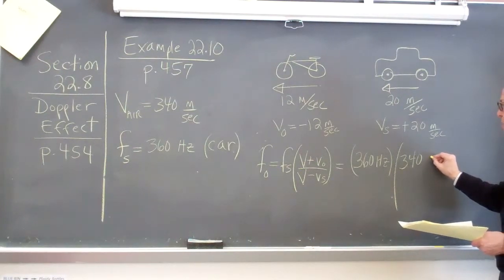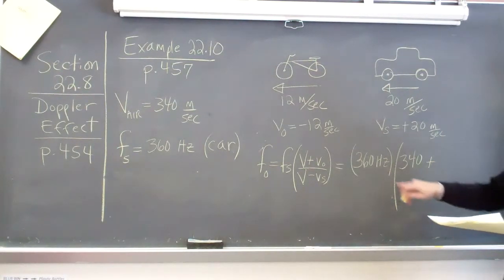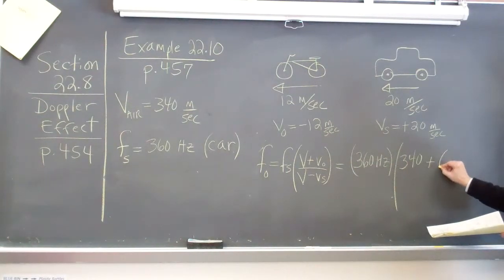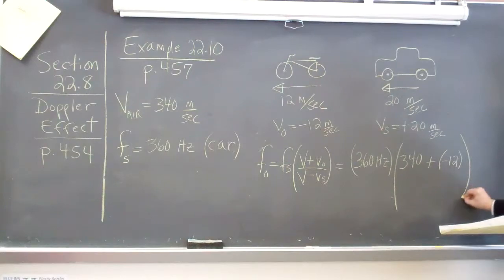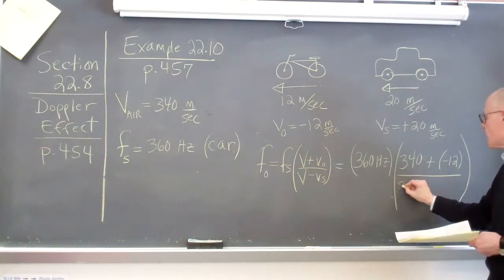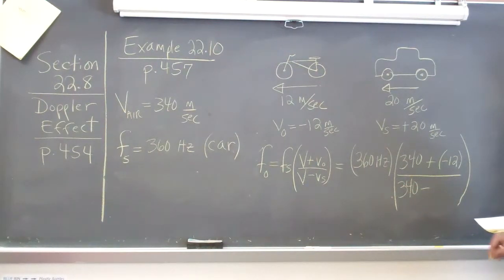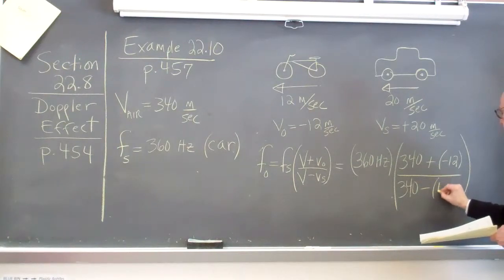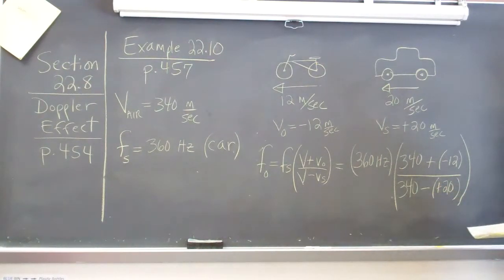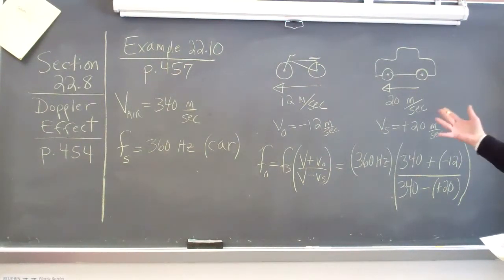And it's plus the speed of the observer. And in this case, speed of the observer is negative 12. So it's plus a negative 12. And then in the denominator, 340 meters per second minus the speed of the source, and it's a plus 20 meters per second. All right, so now that you have it set up, it's very similar to the previous example. Whereas the previous example had two questions, both approaching and moving away, this time you're only asked for the frequency heard by the observer in this moment.